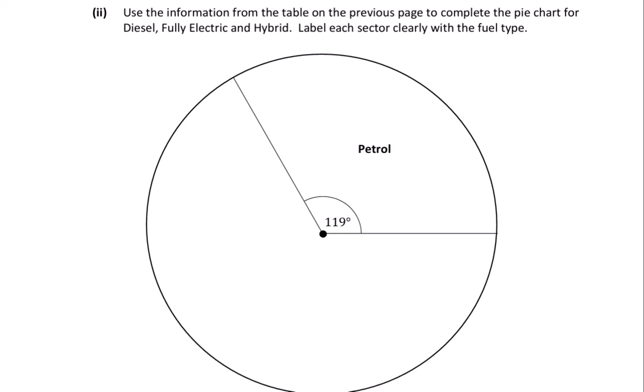Use the information from the table on the previous page to complete the pie chart for diesel, fully electric and hybrid. Label each sector clearly with the fuel type. Okay, so I'm going to have to do this freehand. You guys will need to use a protractor and a ruler, and you will need to put in the number of degrees and the label here. So let's do the first one.